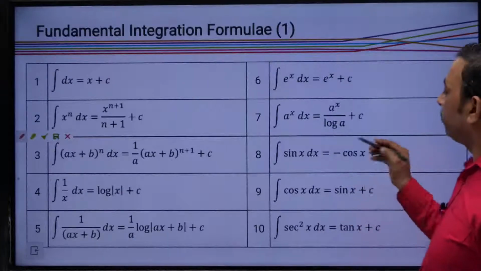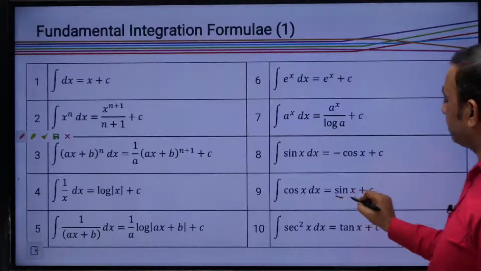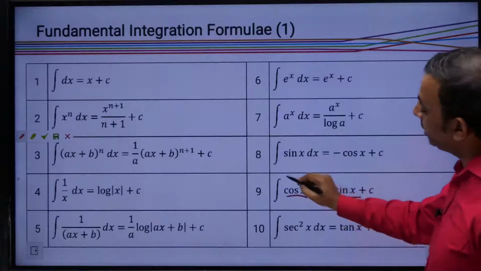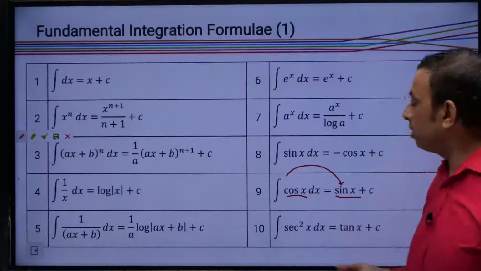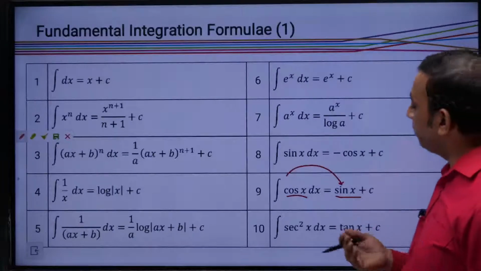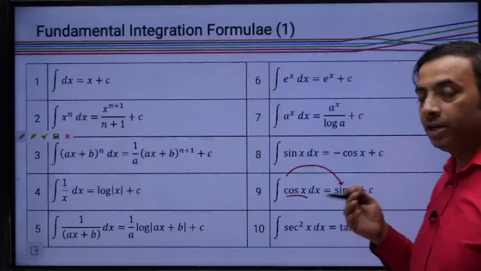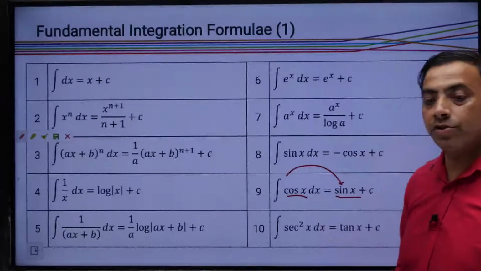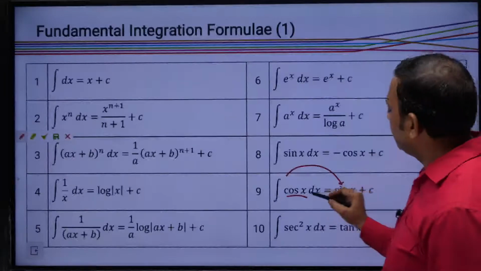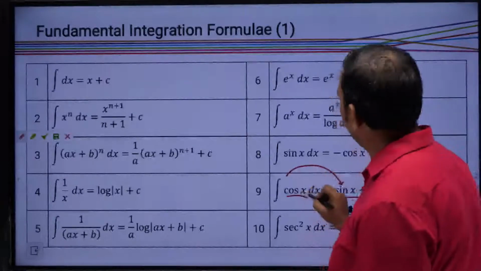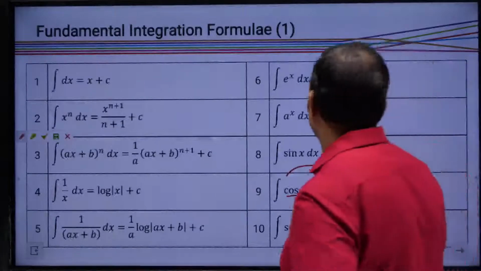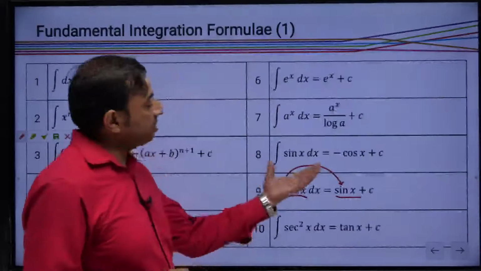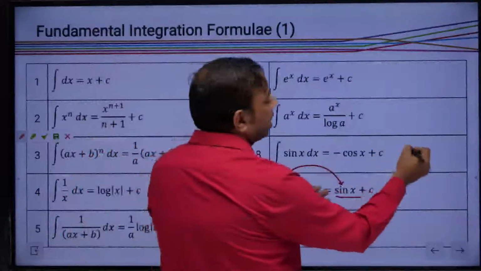Again, the differentiation of sin x is cos x, so the integration of cos x is sin x. It's a simple rule, the idea of inverse between differentiation and integration. Differentiation and integration are reverse processes to each other. So when we integrate cos x we will get sin x, and when we differentiate sin x we will get cos x.